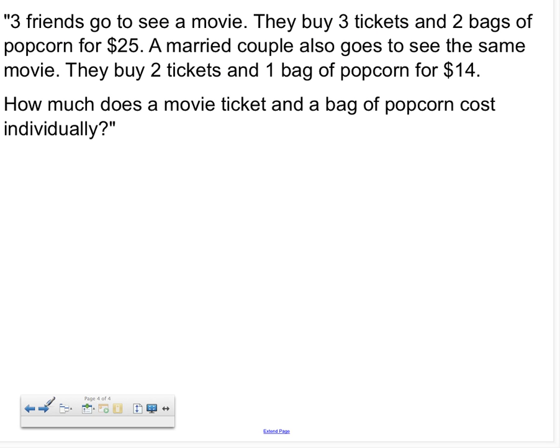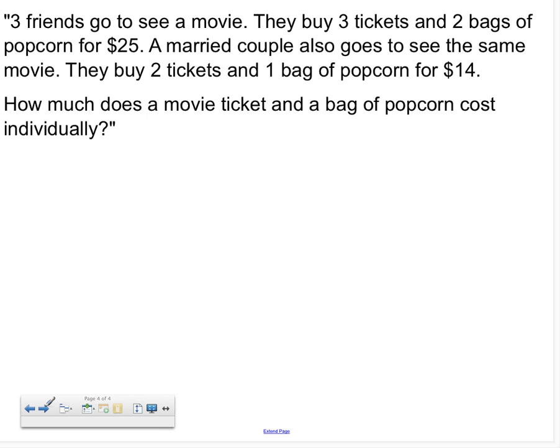So we have 3 friends going to see a movie. They buy 3 tickets, obviously, and 2 bags of popcorn. They spend $25. A married couple, so again, we're assuming 2 people, goes to see the same movie. They buy 2 tickets and 1 bag of popcorn, and they pay $14. We want to figure out how much is a movie ticket and how much is a bag of popcorn. Not together, but separately.